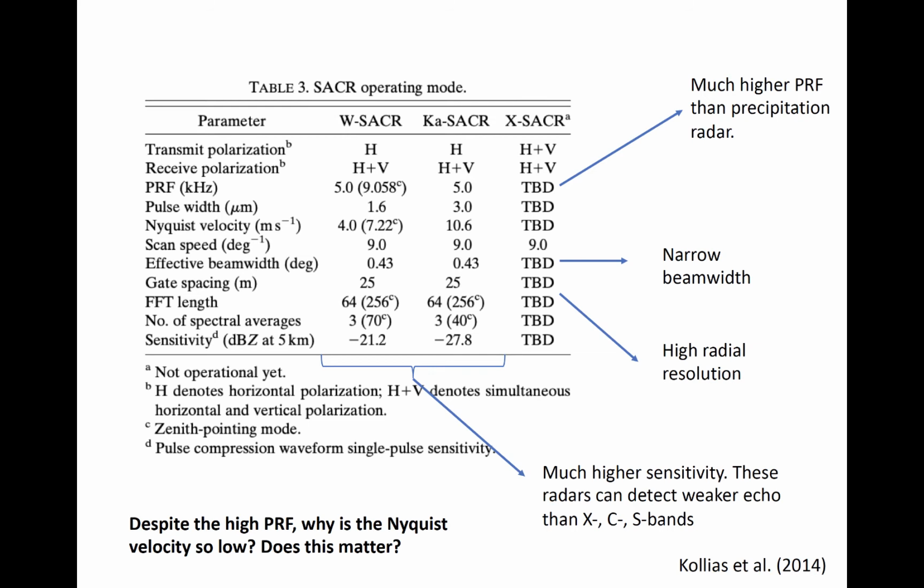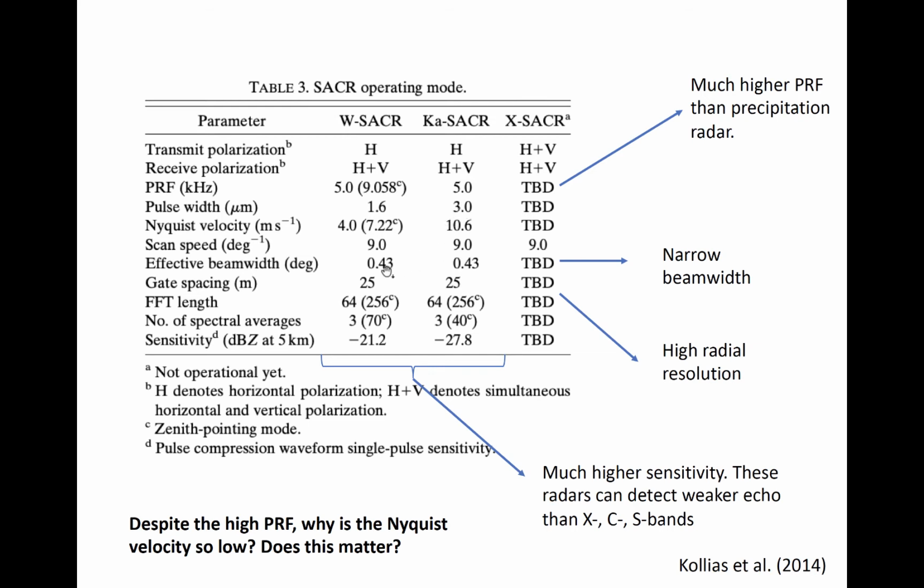Even though the PRF is much larger than precipitation radar, the Nyquist velocity is still smaller due to its wavelength dependence. In other words, the PRF increases by a factor of 5, but the wavelength of Ka or W band is a factor of 10 or more less compared to S band.